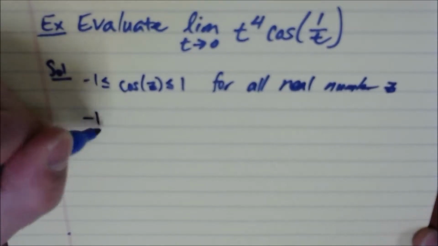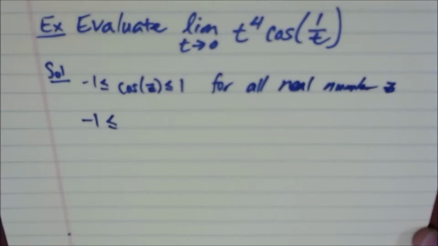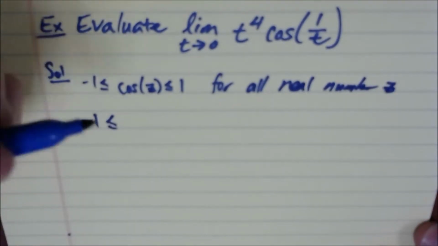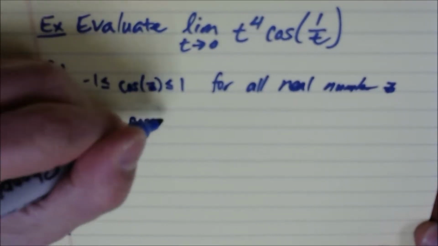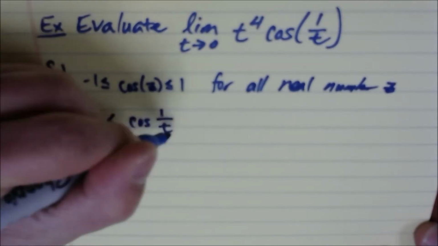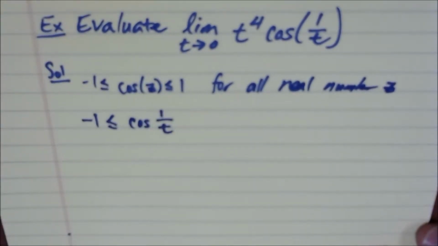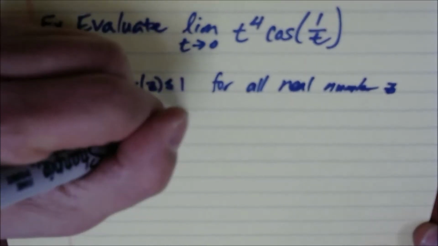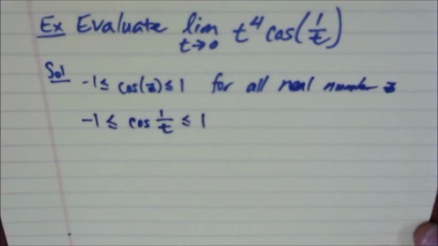So that turns into this inequality, or really this double inequality. So -1 is smaller than or equal to cosine of 1 over t, I'm plugging in z is equal to 1 over t. Cosine of 1 over t, and that's smaller than or equal to 1. And then I can take all three sides and multiply by the positive number t to the fourth.